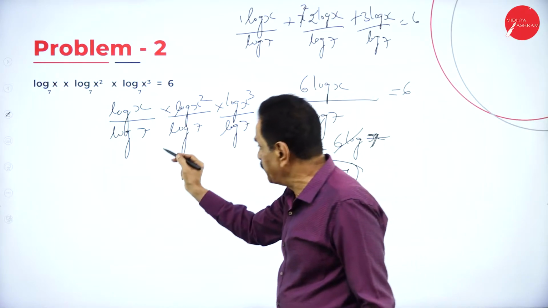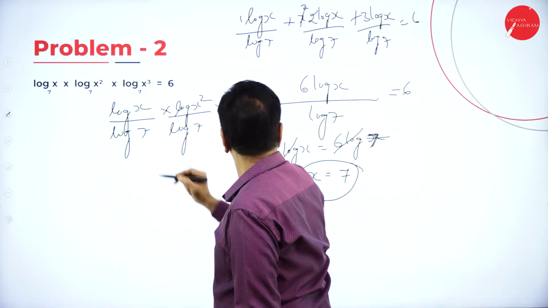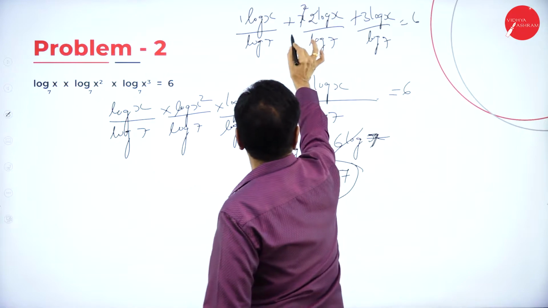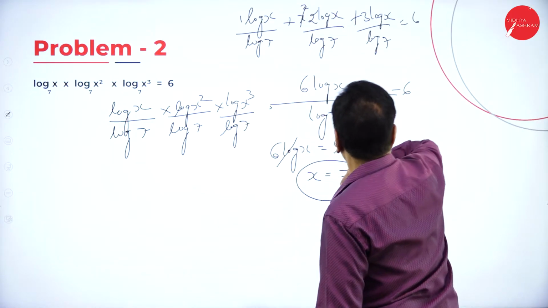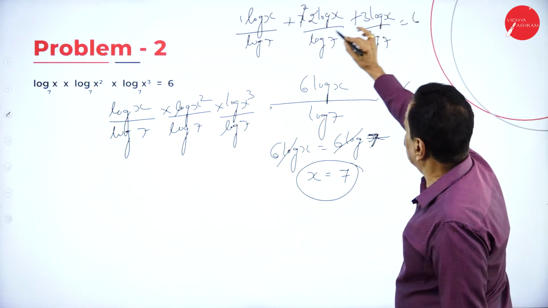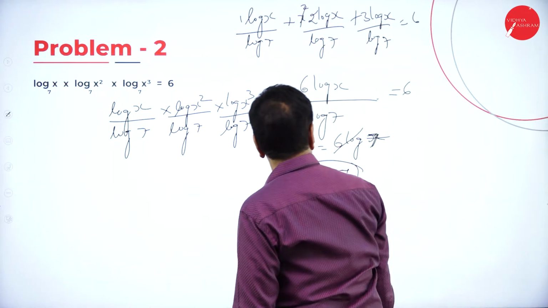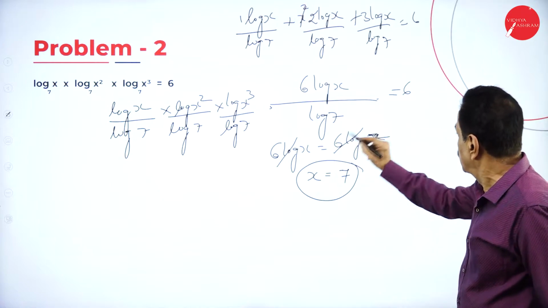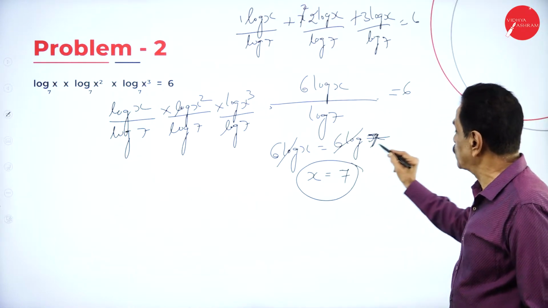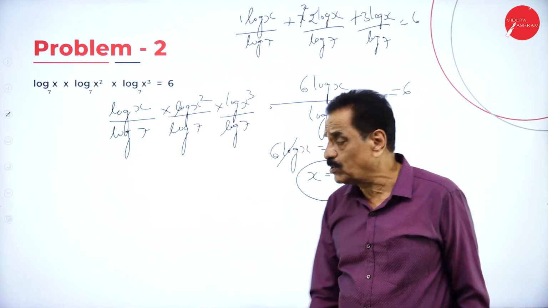So log x divided by log 7, then 2 log x divided by log 7 plus 3 log x, with log x common: log x plus 2 log x plus 3 log x is 6 log x, which is equal to 6. So 6 log x is equal to 6 log 7, and x is equal to 7.